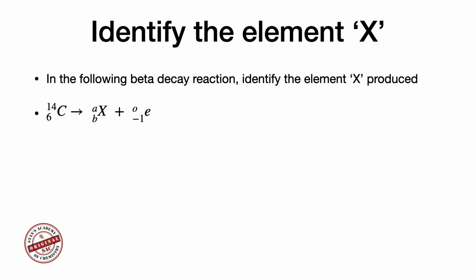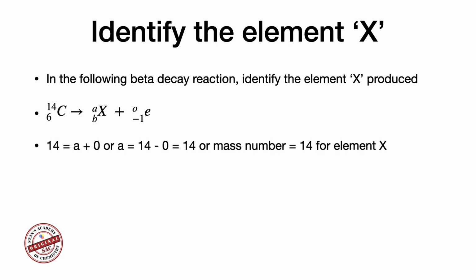So like in the previous case, we can first start with the mass number. For the reactants, carbon, the mass number is 14 is equal to A plus 0. A is the mass number of X and 0 is the mass number of the electron. So we can say 14 is equal to A plus 0 or A is equal to 14 minus 0. So the mass number of the unknown element is 14 in this case.